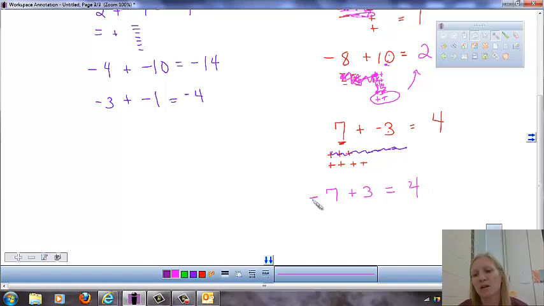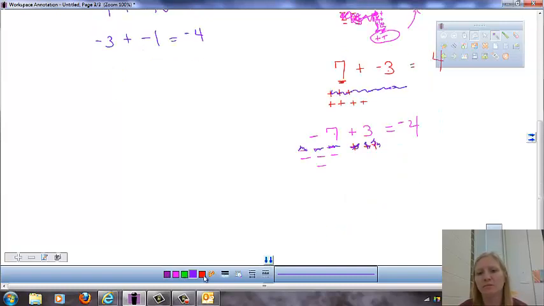But this time, since the bigger number has the negative, my answer has to have the negative. I would have 7 negatives and 3 positives. So I can cross off 3 of my negatives. The pluses and minuses are opposites, they cancel each other. And if you look, I have 4 negatives left.